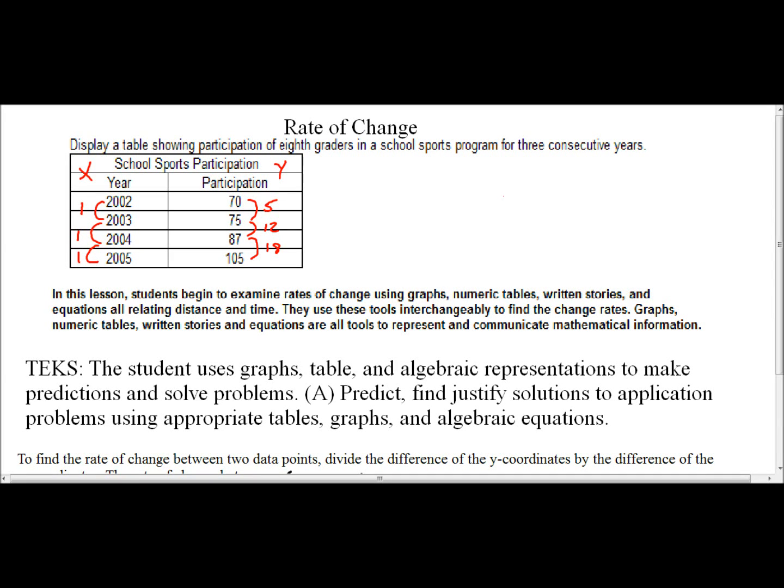Welcome to 8th grade math, rate of change, where we will talk about TEK 8.3a, where we will use graph tables and algebraic representation to make predictions and find solutions to application problems using appropriate tables, graphs, and algebraic equations.